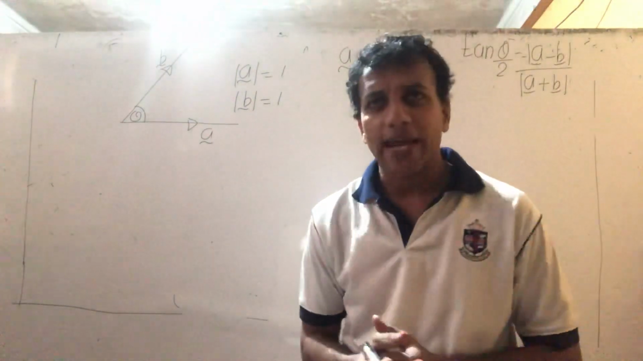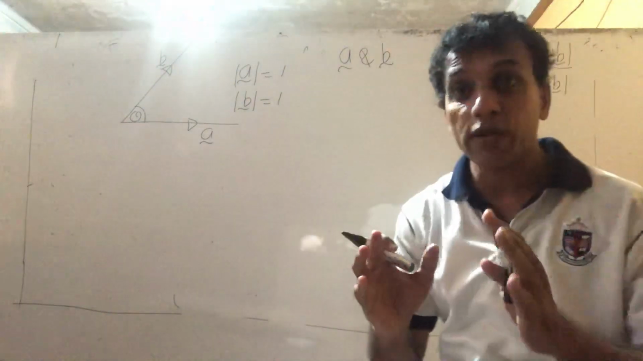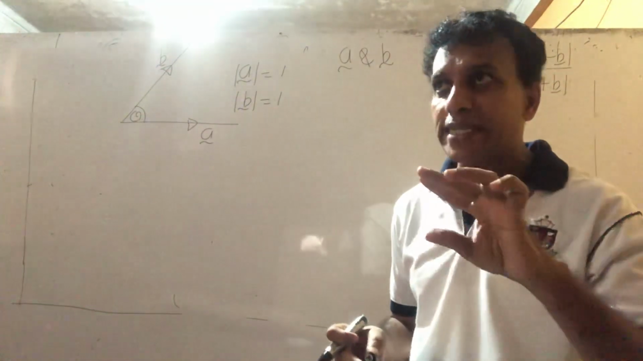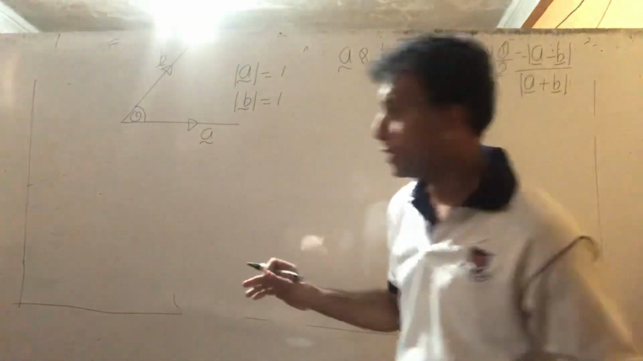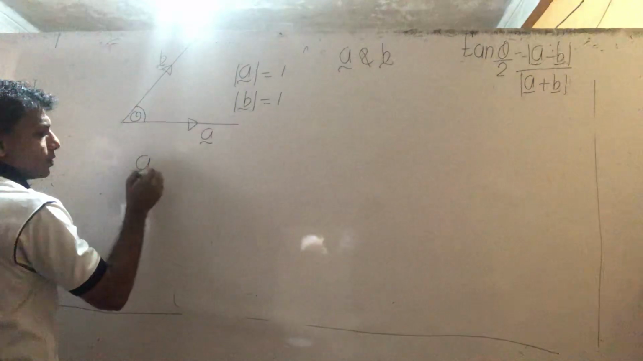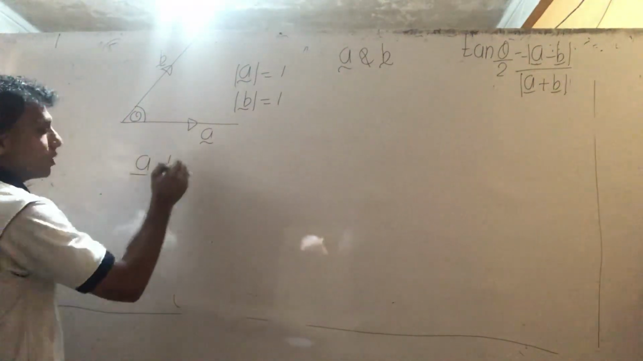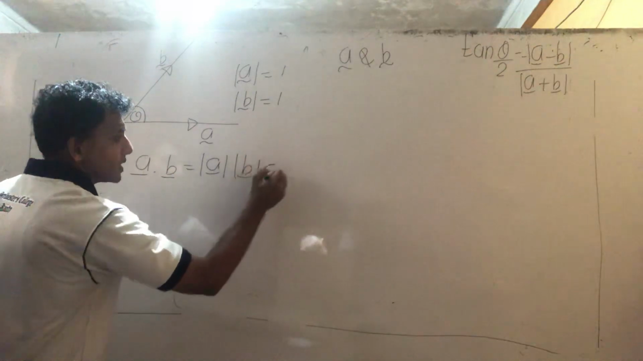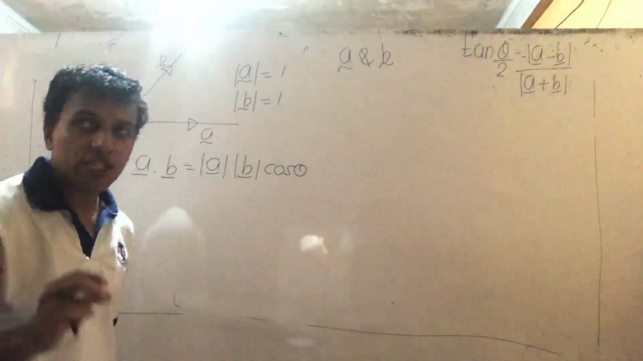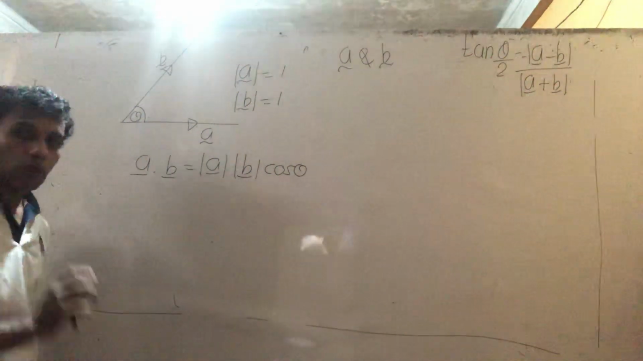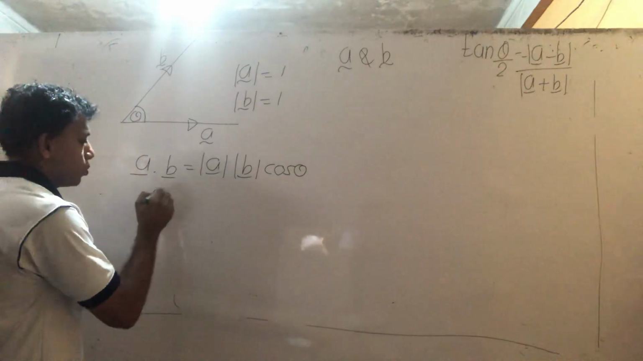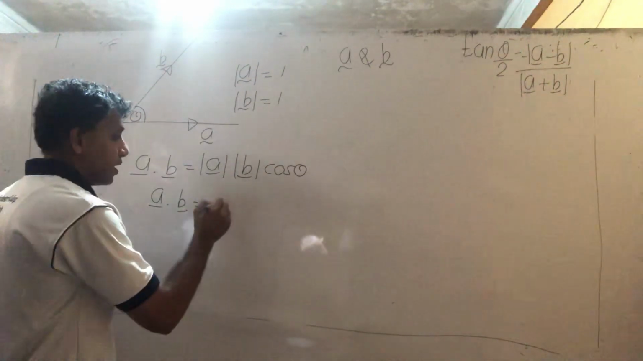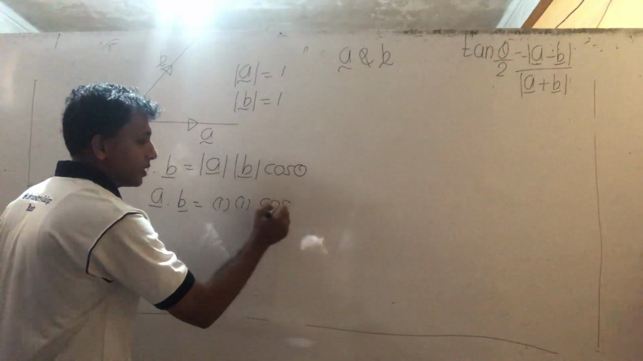Okay, then we start with the dot product idea. The angle is given. The problem is to find the angle value in terms of tan theta. So some pure math knowledge is needed, how to convert cos theta into tan theta, then we can get the answer. So A dot B equals mod A into mod B into cos theta, by the definition of the scalar product. What is modulus A in this question? Unit vector, 1. So 1 into 1 into cos theta.